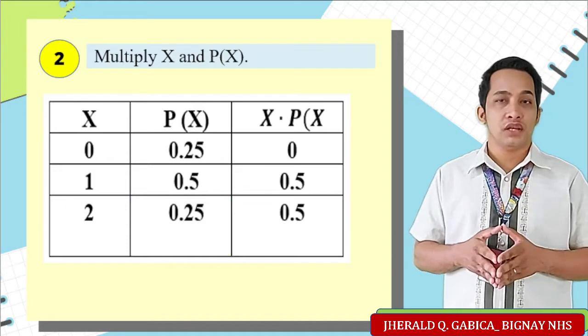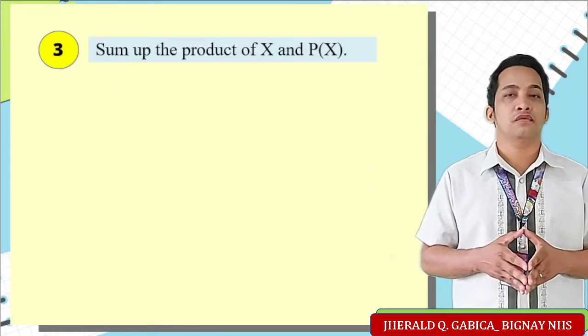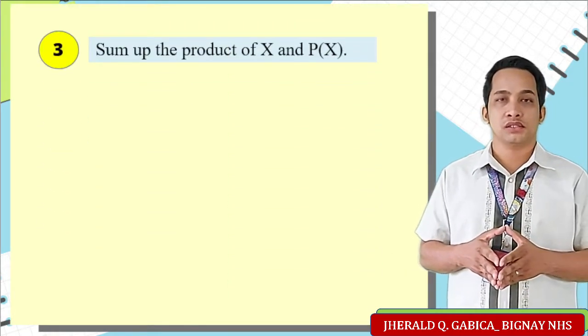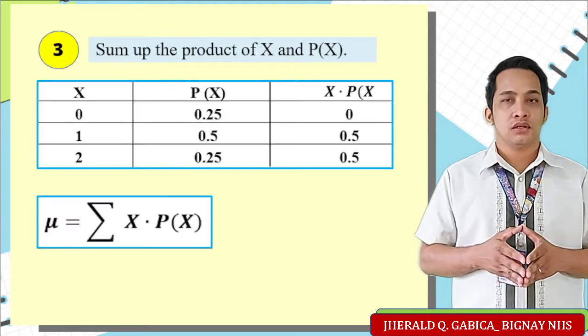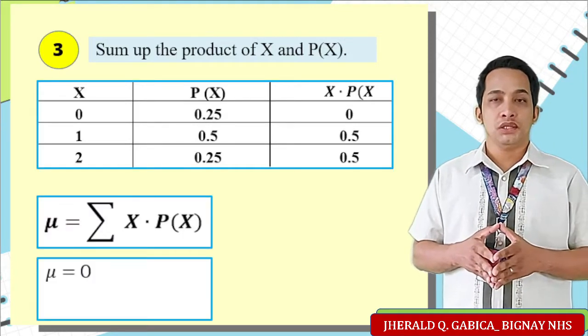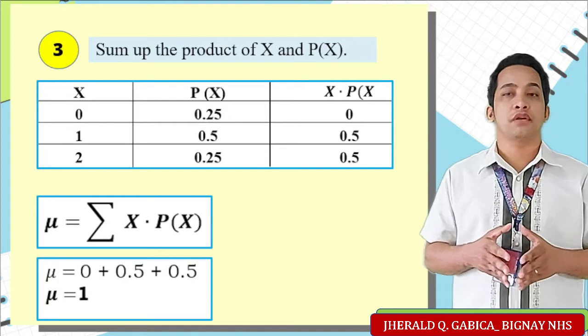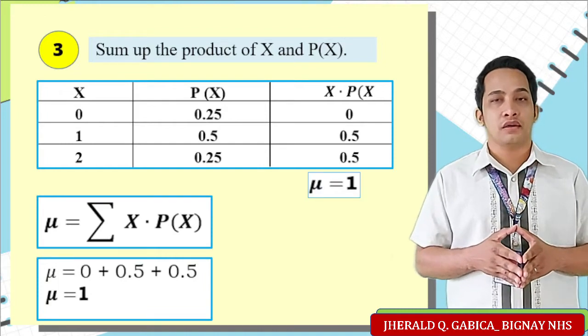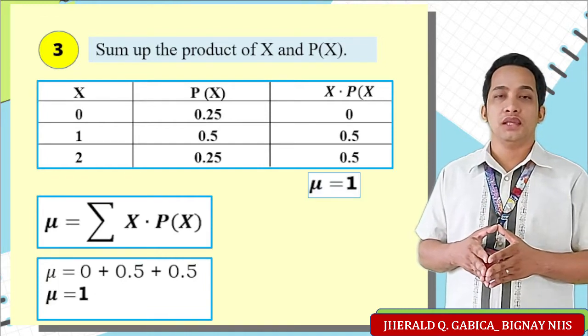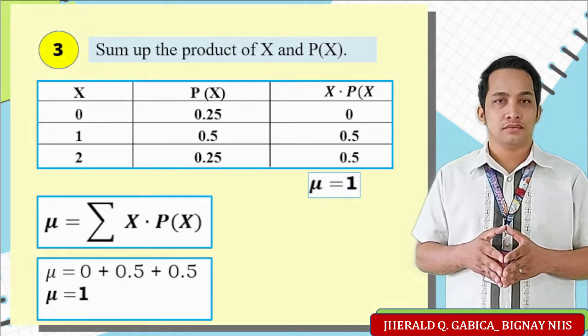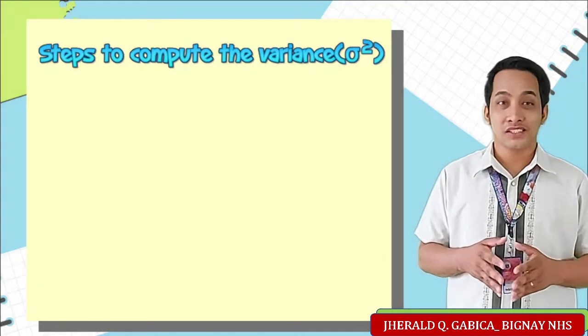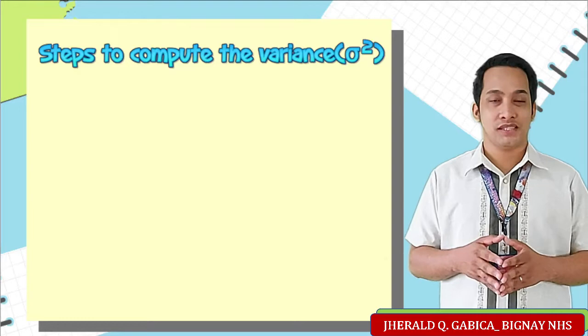For step number 3, we just sum up the products of x and the probability of x. So the mean is equal to 0 plus 0.5 plus 0.5. So our mean is equal to 1. Next, to solve for the variance, we follow these steps.